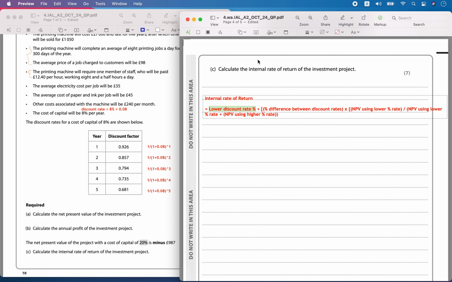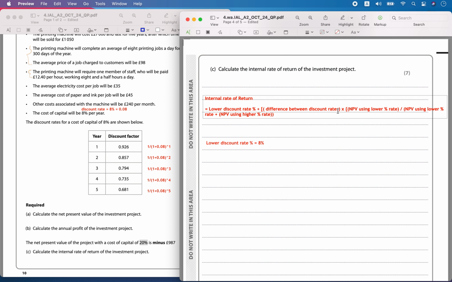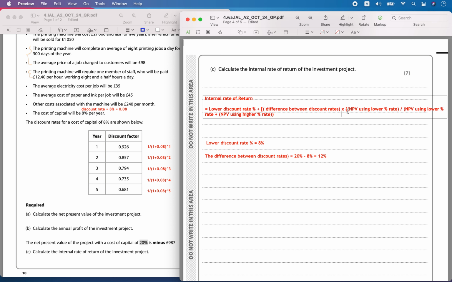So let's calculate each of this and calculate the internal rate of return. First one is the lower discount rate, that is equal to 8%. Then what is the difference between the discount rates? So let's calculate that. Now the discount rate is 20%, earlier was 8%, so that is equal to 12%. Okay, this is the difference between the discount rates.